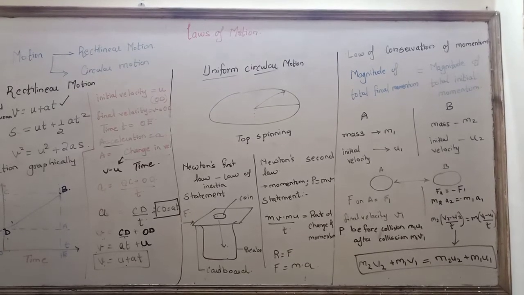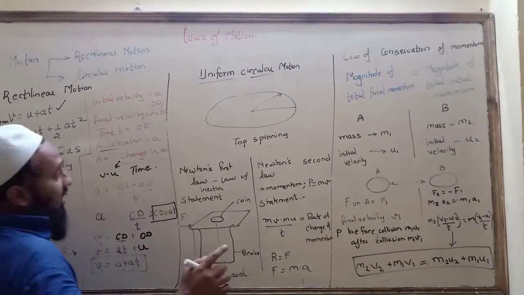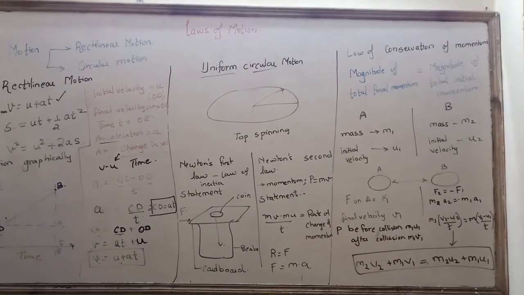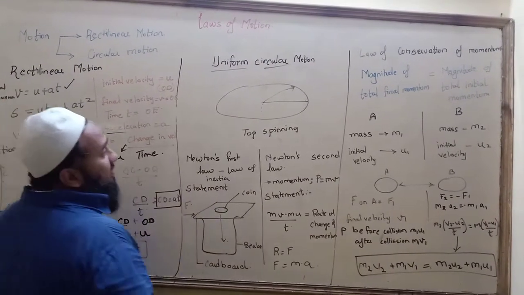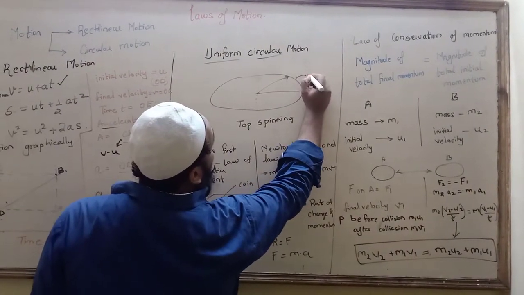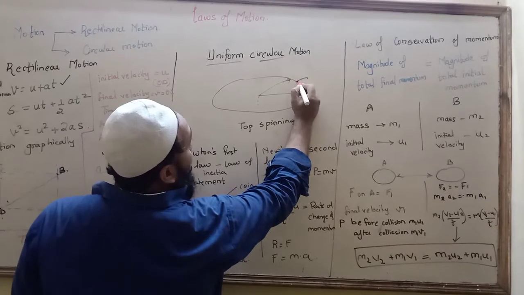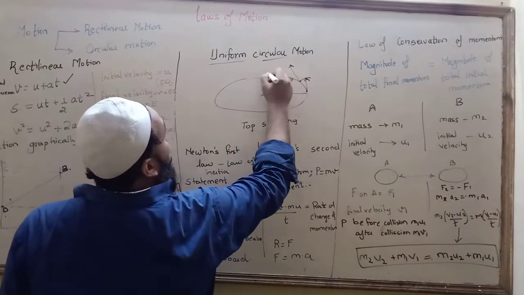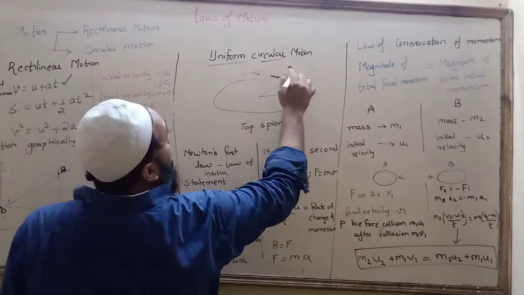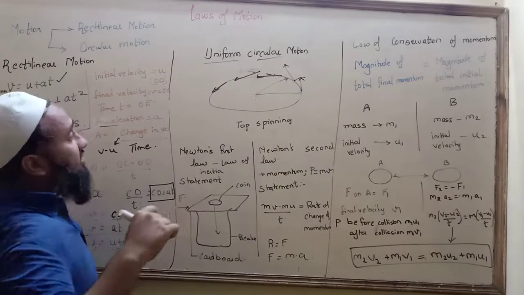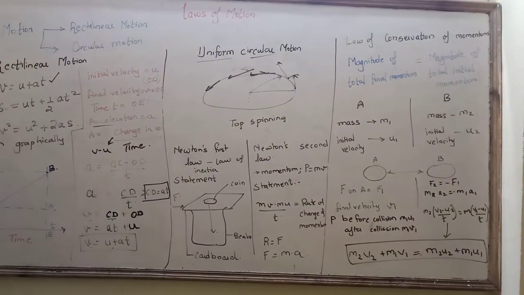So circular motion. For example, a top is spinning, that is a circular motion. Now what happens over here? The velocity at every point changes. Now what is the difference? Velocity means magnitude and direction. So over here the direction is this. Over here the direction is this. At every point the direction is changing. So velocity at every point changes.